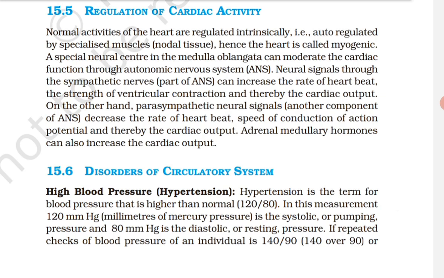Disorders of circulatory pathway. First is high blood pressure, that is hypertension. Hypertension is the term for blood pressure that is higher than normal, 120 over 80. In this measurement, 120 mmHg, millimeters of mercury pressure, is the systolic or pumping pressure and 80 mmHg is diastolic or resting pressure. If repeated checks of blood pressure of an individual is 140 over 90 or higher, it shows hypertension.